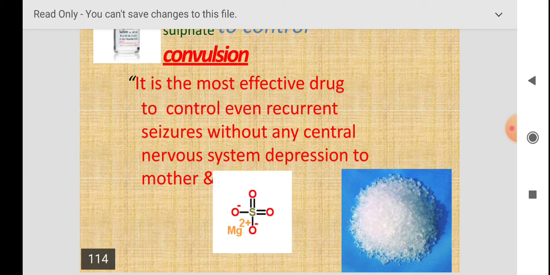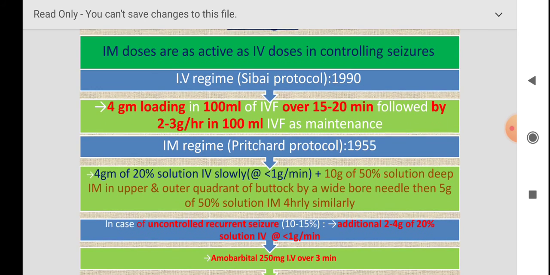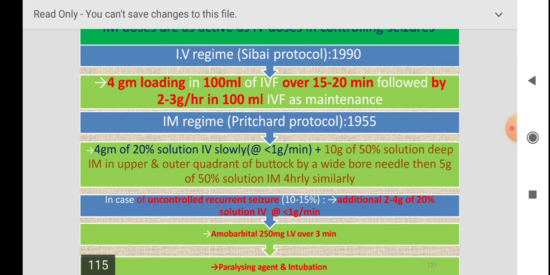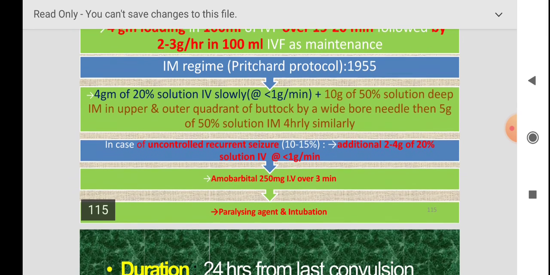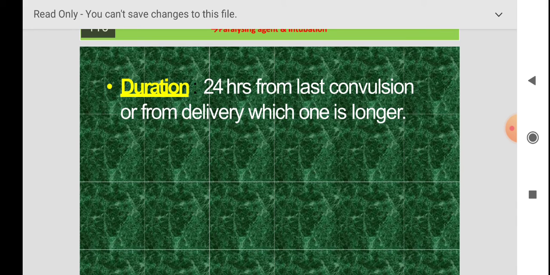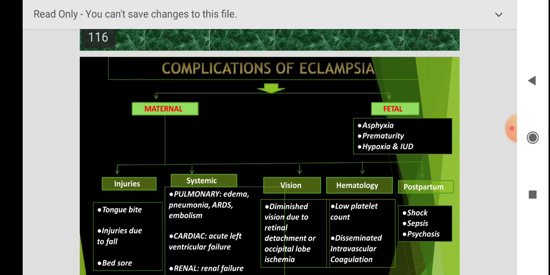Magnesium sulfate protocol. Dosages, as told earlier, IM doses are as effective as IV doses in controlling seizure. The CBI regimen includes only IV dose, whereas Pritchard's includes both IM and IV. Duration, how long should you continue this? The maintenance dose is continued for 24 hours from the last convulsion or from the delivery, whichever is later. Say if she has delivered after having a convulsion, then you have to consider 24 hours from the delivery.